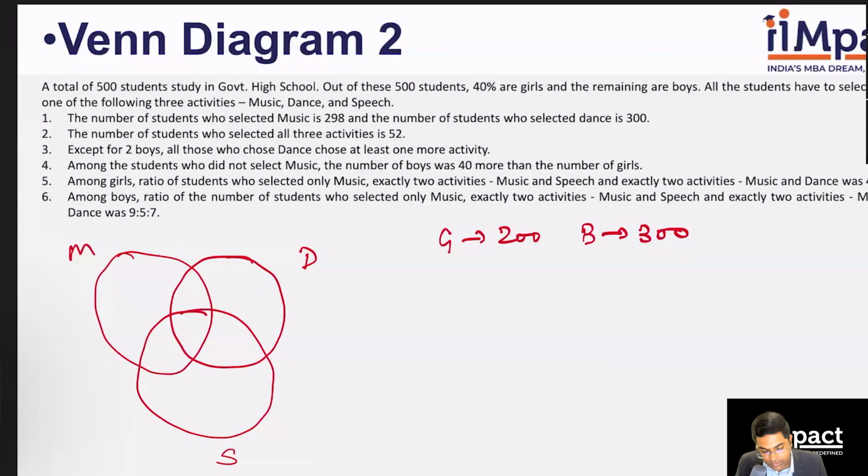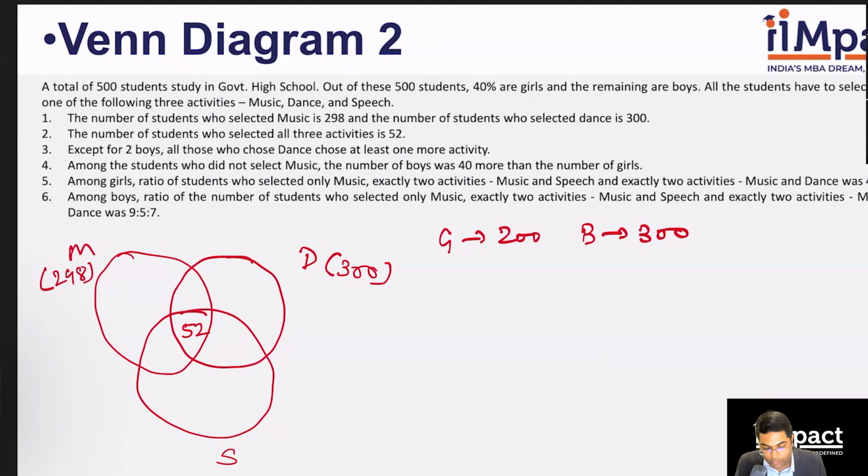The number of students who selected music is 298, so this is 298. The number of students who selected dance is 300, so this is 300. The number of students who selected all 3 activities is 52. I don't know the split yet, but I know it's 52.